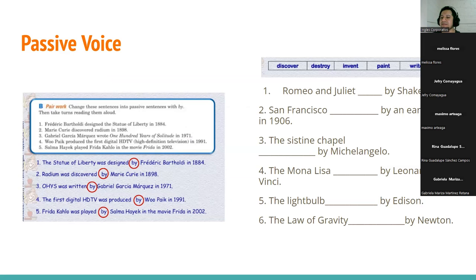Do you want to do this exercise, or do you think that is enough with passive voice? ¿Quieren hacer este o ya sienten que ya manejan bien la voz pasiva? It is up to you. This is the same, right? Frederick Bartholdi designed the Statue of Liberty. These are the answers, right? Frida Kahlo was played by Salma Hayek in the movie Frida in 2002. So this one is another one. Do you want to do this, or we can continue with the following exercise.